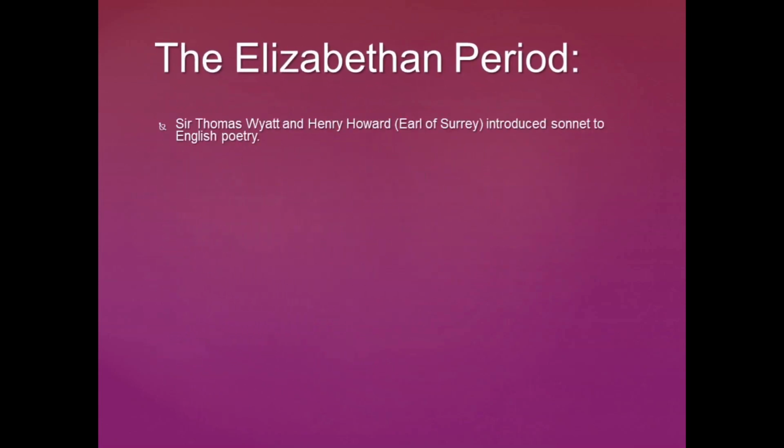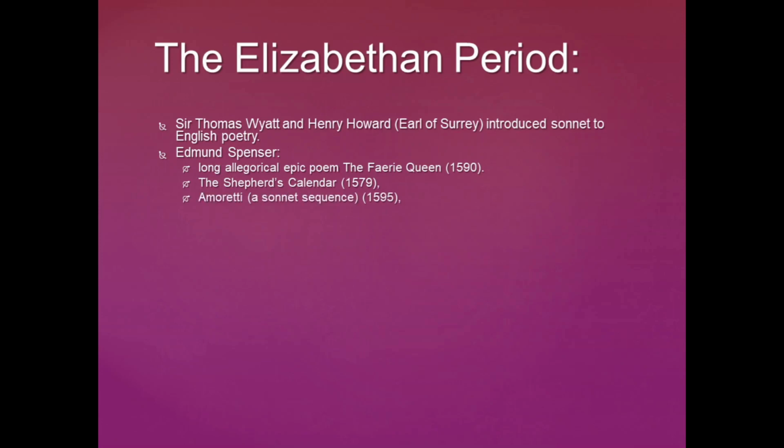During the Elizabethan period, we have poets like Sir Thomas Wyatt and Henry Howard, the Earl of Surrey, commonly called Wyatt and Surrey, who introduced the sonnet to English poetry. We have Edmund Spenser, who wrote a long allegorical poem titled The Faerie Queene in 1519. The Shepherd's Calendar is a beautiful poem by Edmund Spenser written in 1579.